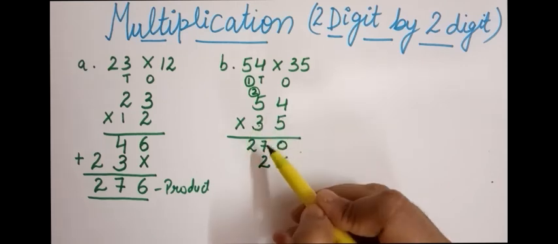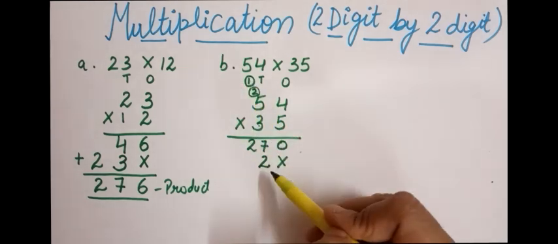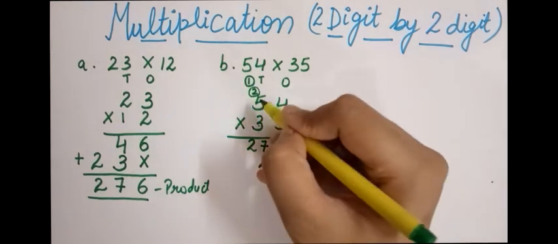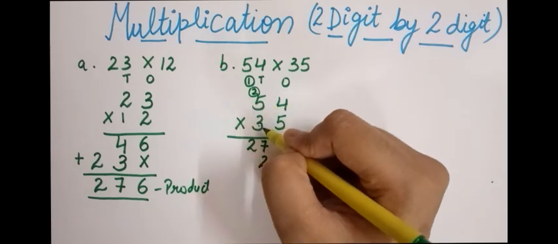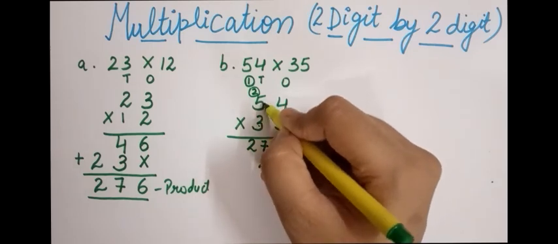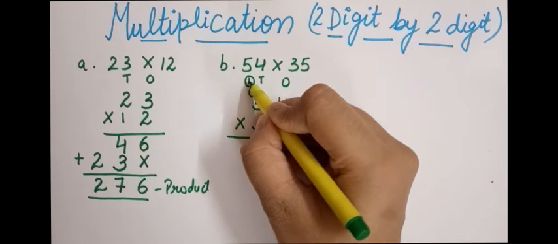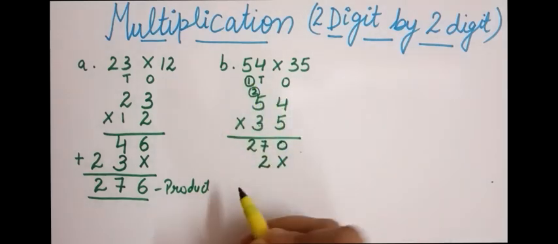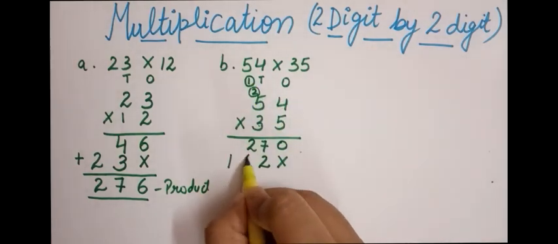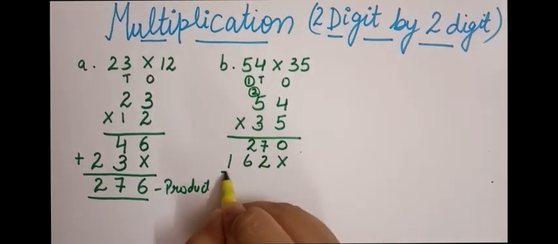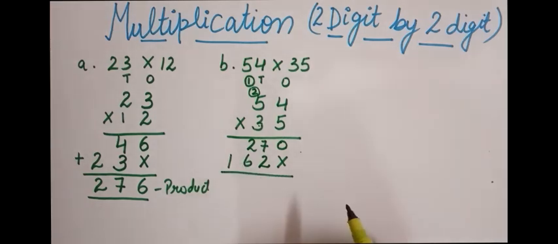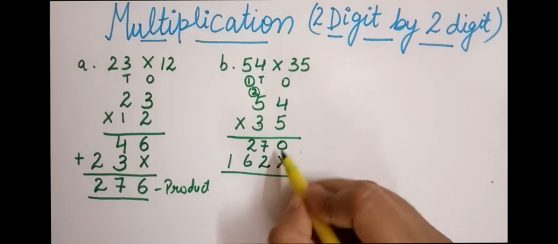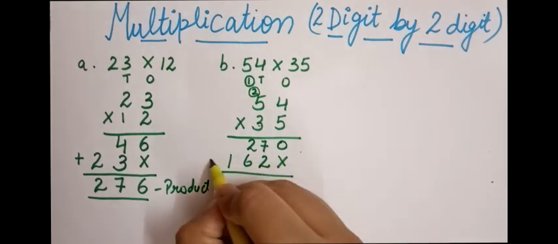Now 3 4s are 12. So 1 here as carry and 2 here down. Then 3 5s are, I will multiply this 3 by this 5. So 3 5s are 15 and this carry plus 1 becomes 16. So 1 6, 16. Now I'll be adding both the numbers.